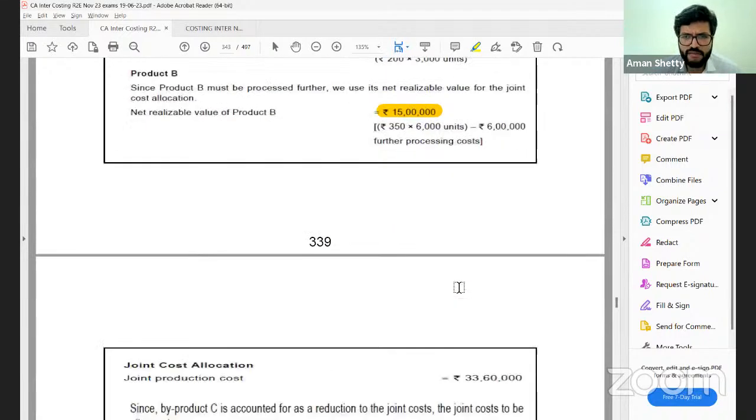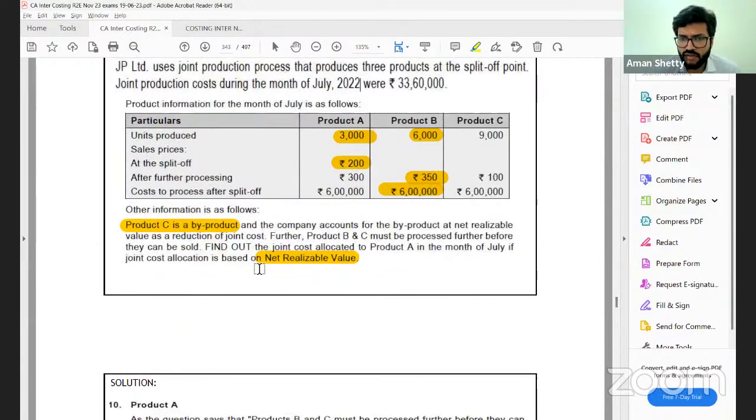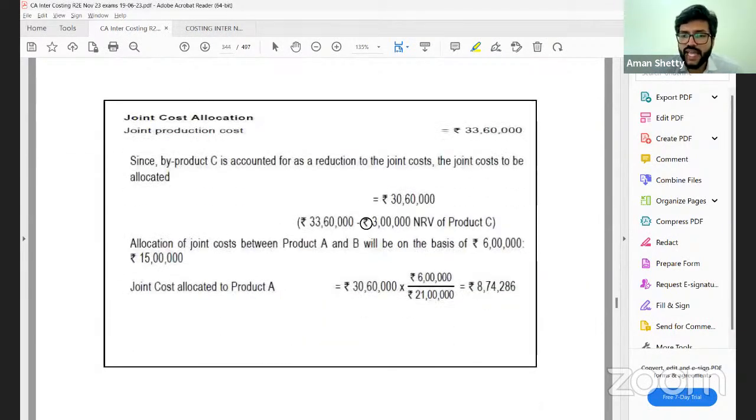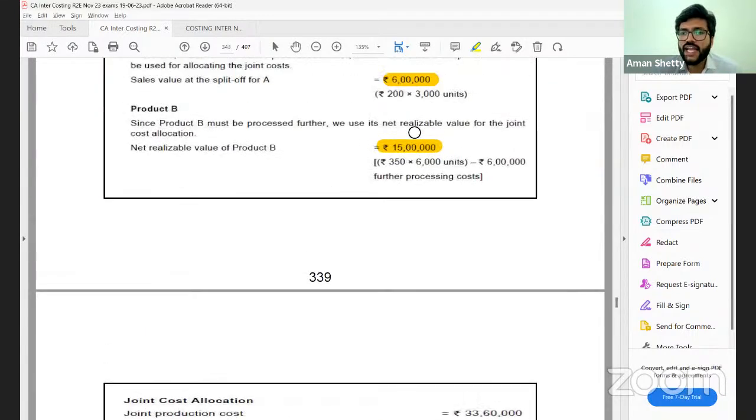So that NRV I will be reducing. See, it's given in the question only. The company accounts for the byproduct at net realizable value as a reduction of joint cost. So from the joint cost of 33 lakh 60, I will minus the NRV of product C because it's a byproduct. So now the joint cost to be apportioned between A and B is 30 lakh 60,000. Clear?